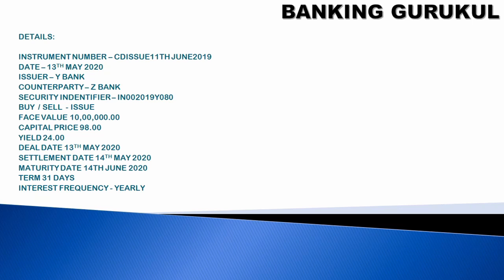What is the yield? The 20,000 we have given for 31 days, they will calculate and come out with the yield for the entire year. So what is the deal date? The deal date is when the transaction is executed. Settlement is when the funds move, and whatever CD you have purchased will move from one demat account to another account. That will happen on 14th May. Maturity is 14th June because we have taken it for 31 days. Frequency is yearly.